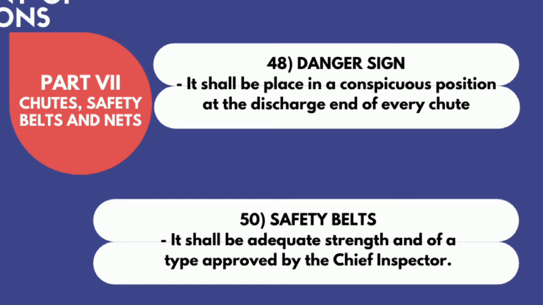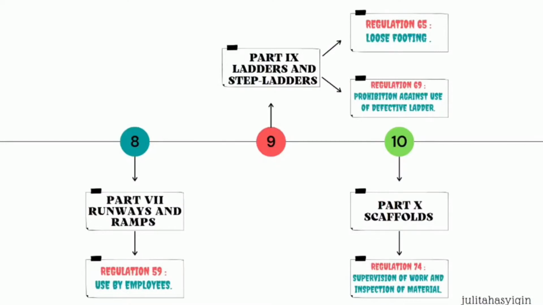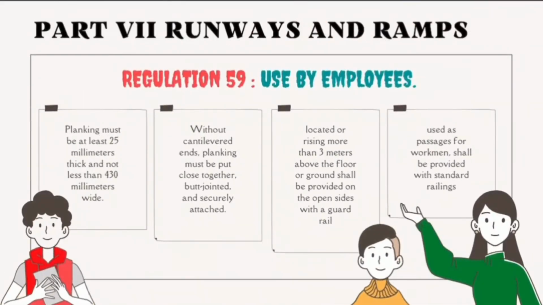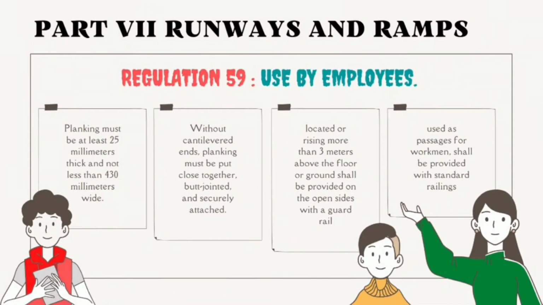A simple but effective warning notice in the national language shall be placed in a conspicuous position at the discharge end of every chute to warn the employees and public. And Regulation number 50, safety belts. Safety belts, lifelines, and all devices for the attachment of lifelines shall be of adequate strength and of a type approved by the chief inspector.